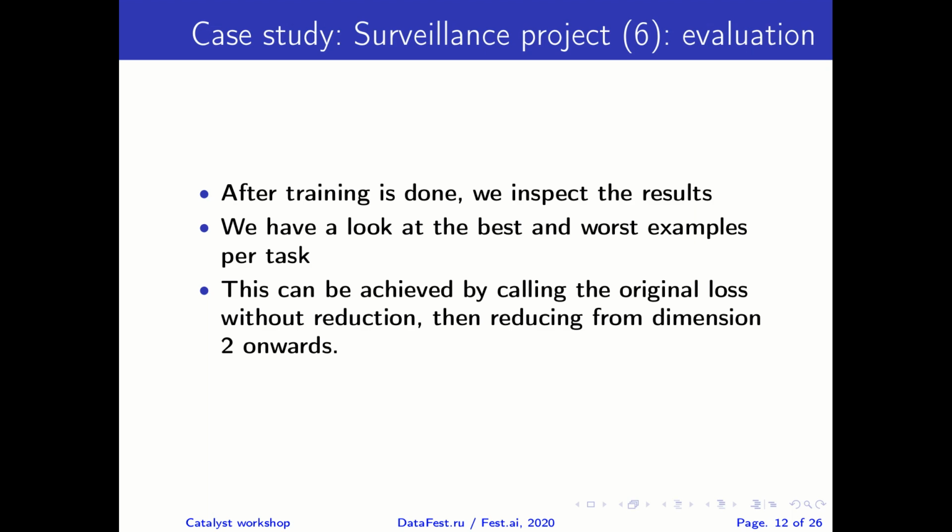So one way this could be achieved is by calling the original loss without reduction and then reducing from dimension 2 onwards. This way we're going to get an array with the same length as the number of examples in the dataset, and we're going to have a numerical value which tells us how wrong the model was in its predictions for this particular sample. And after we sort this, we can see which are the best and which are the worst examples in the dataset.